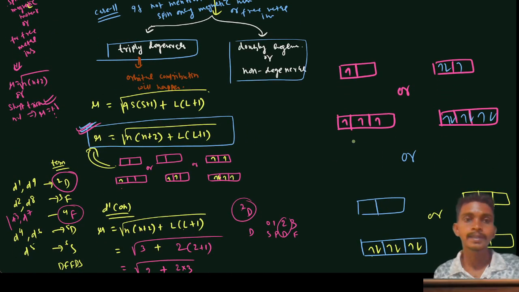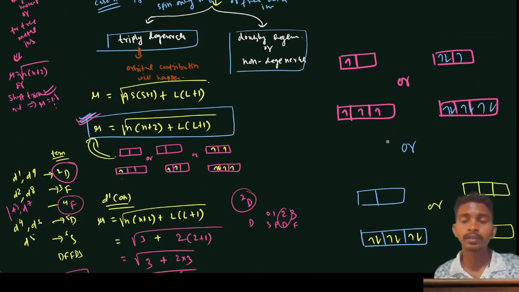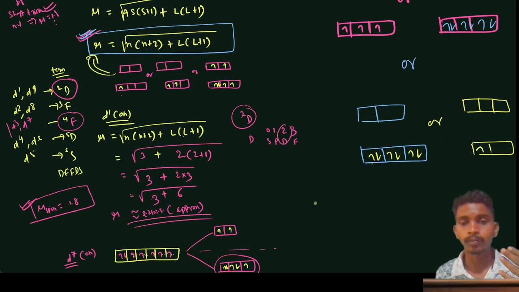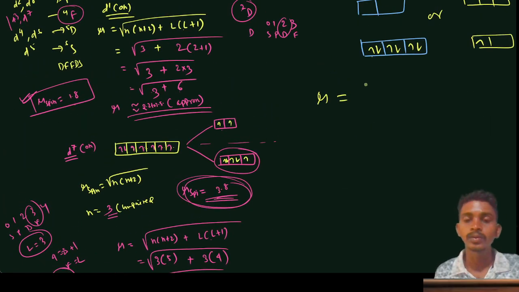In all these cases, if this type of orbitals are there, then we will use the following for calculating magnetic moments. What is that? We will use the formula for the effective magnetic moment, that is the spin only magnetic moment.